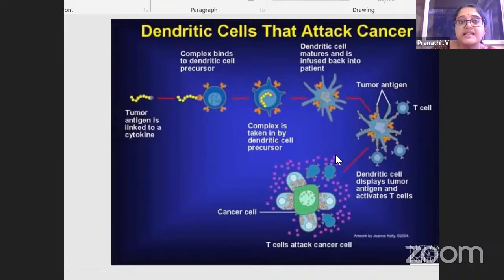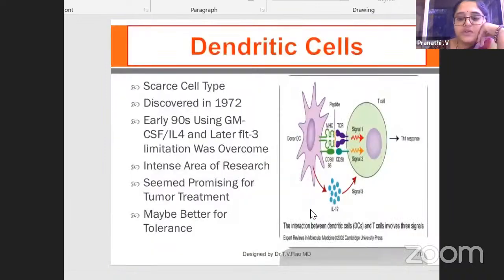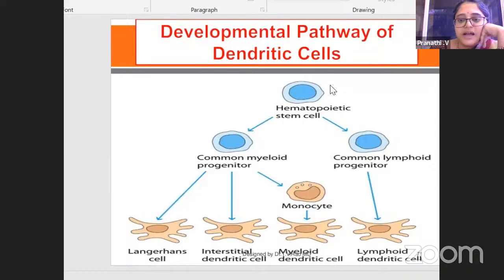They can even recognize a non-self cell and attack cancer. A tumor antigen linked to a cytokine forms a complex in the dendritic cell. The tumor antigen comes and activates the T cells, because of which the cancer cells are also attacked by your T cells. So these are your dendritic cells and their pathways.